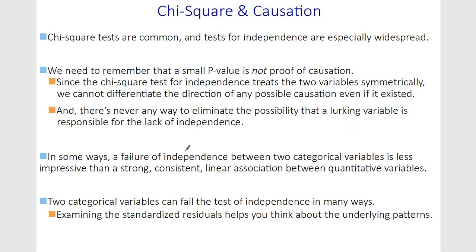In some ways, the failure of independence between two categorical variables is less impressive than a strong, consistent linear association. I'm not getting into percentages, but it's just not as much of a sure thing, because there could be those lurking variables. So you want to look at your standardized residuals to help you think about underlying patterns.